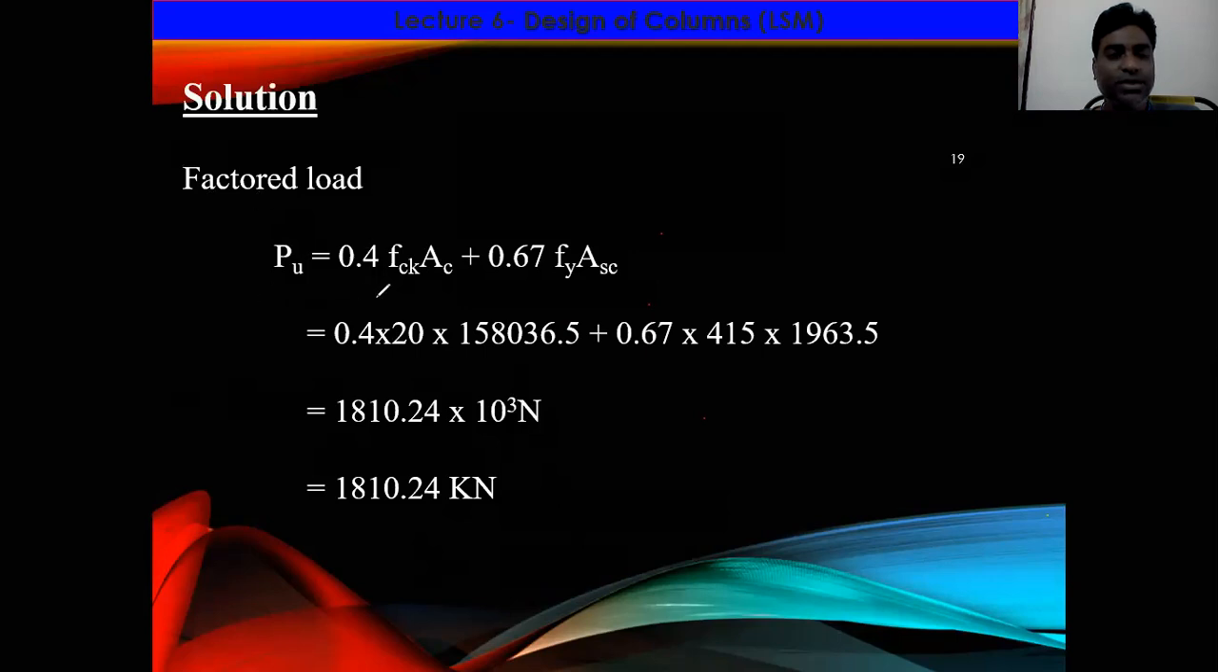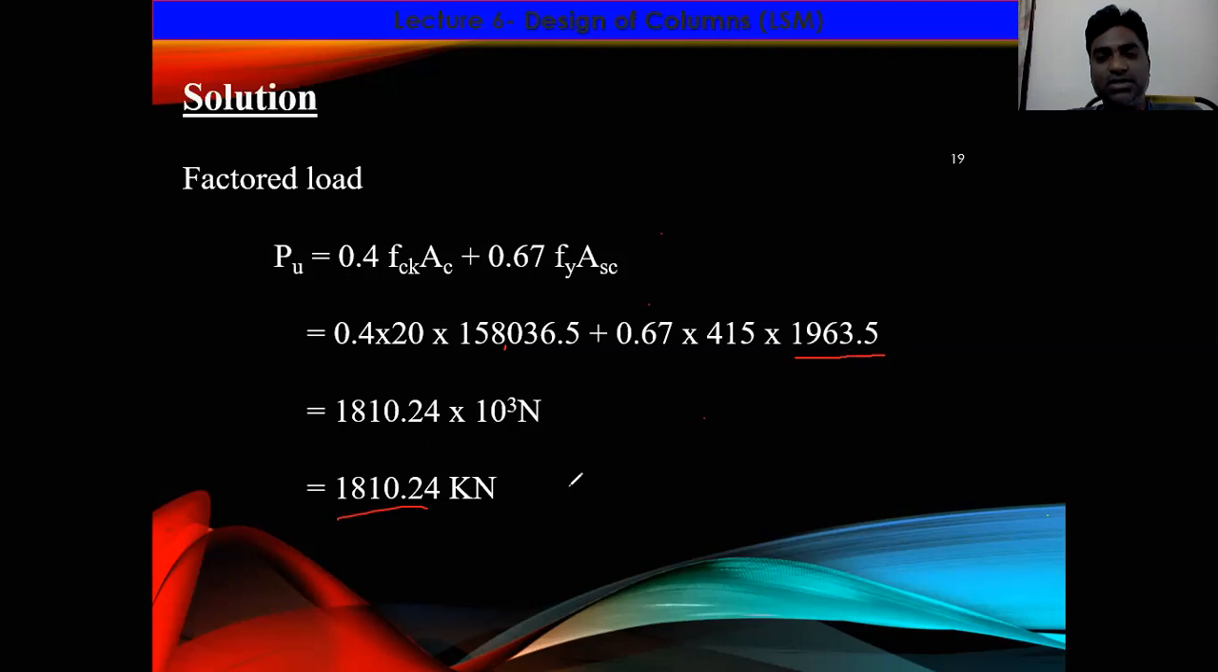Therefore, the factored load Pu equals 0.4 fck into Ac plus 0.67 fy into Asc. So 0.4 into 20 into 1,58,036.5 plus 0.67 into 415 into 1963.5. So the total factored load, we will get it as 1810.4 kilonewton. Right. So like this, you need to determine the load carrying capacity of the given column.